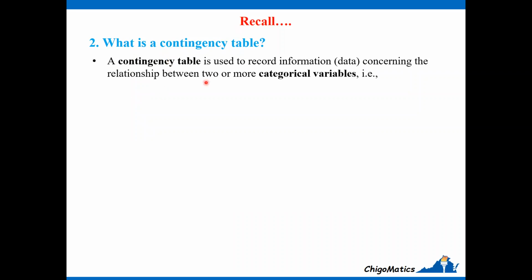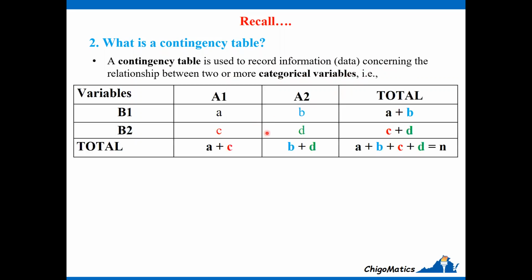A contingency table is used to record information or data concerning the relationship between two or more categorical variables. This is a contingency table, and I have four variables, that is A1, A2, then B1, B2. The variables A1 and A2 have their values in the columns. B1 and B2 have their values in the rows.